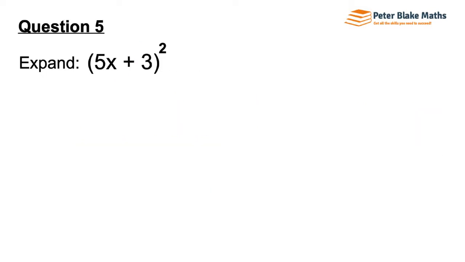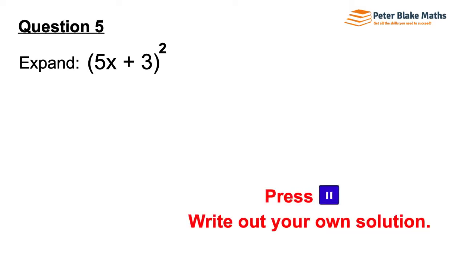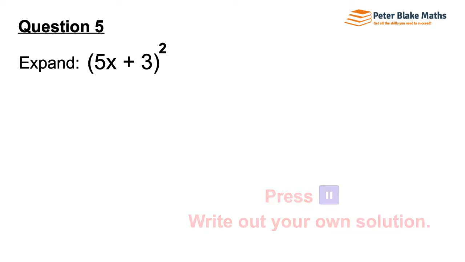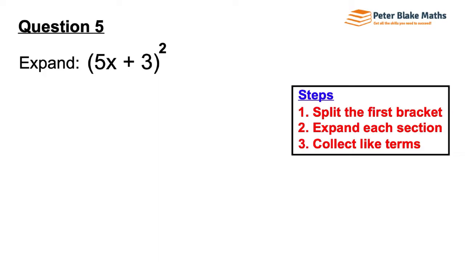Question 5. Expand (5x + 3) in brackets all squared. Okay, we can split the first bracket, expand each section and collect like terms. That's the first way we can do it. And there'll also be a shortcut way, talking perfect squares, for this question.